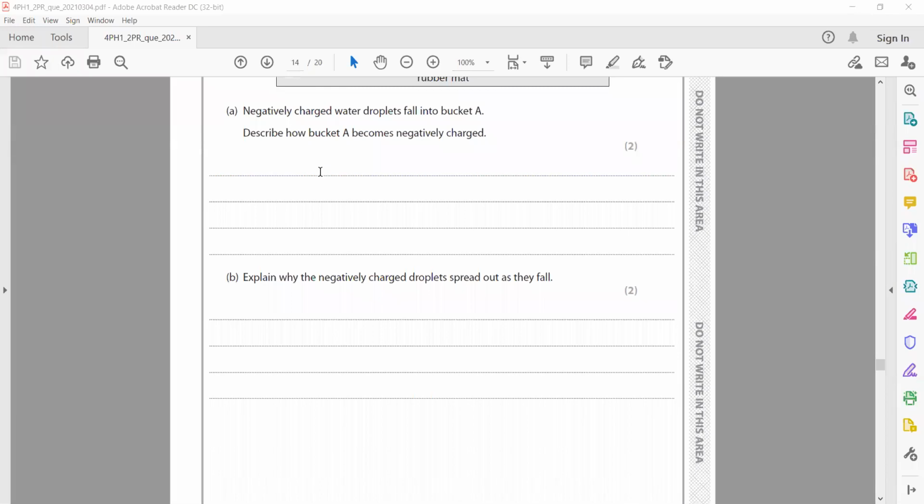Explain why the negatively charged droplets spread out as they fall. So why do they spread out? Because like charges repel each other. So due to electrostatic repulsion, they move away from each other.